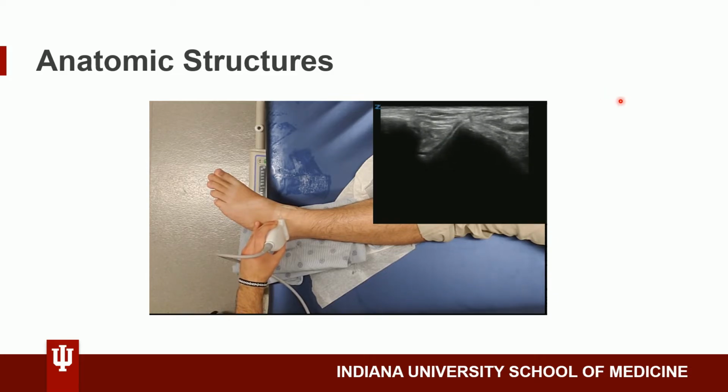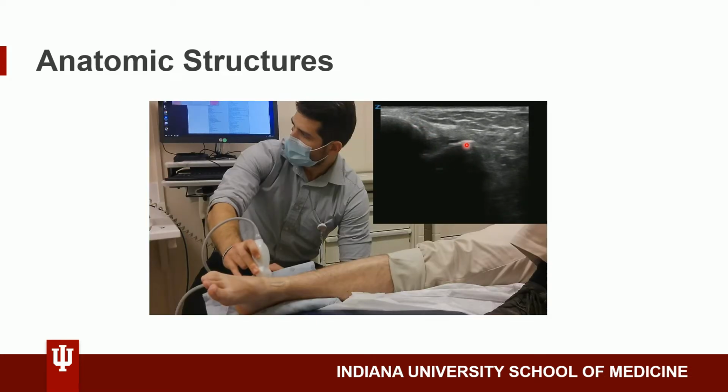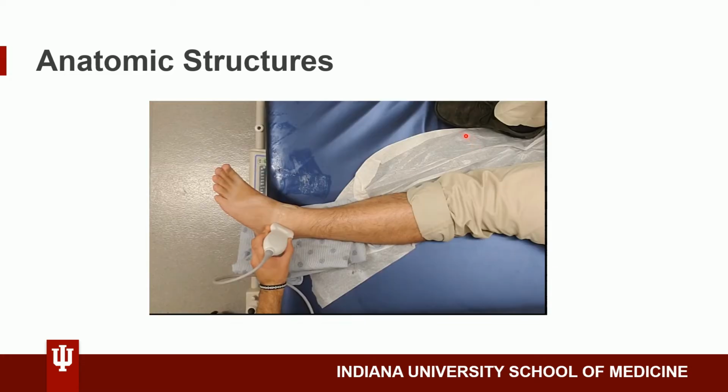We now slowly rotate in a clockwise fashion the distal portion of our probe to visualize the anterior talofibular ligament with the fibular head on the left and the talus on the right. And we can see this hyperechoic structure connecting the two, denoting that respective ligament.